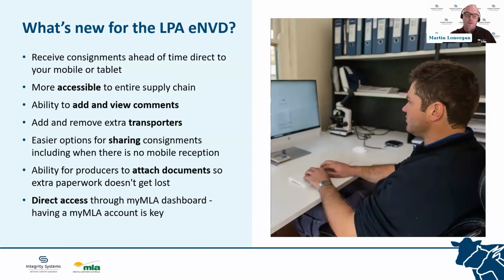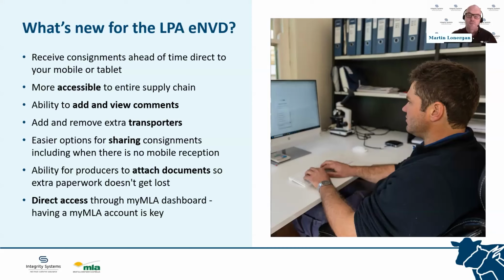So let's go into a little bit more detail. So what's new for the eNVD? We've got 13 features that have been launched in this most recent deployment, which went live on the 1st of March. The process to define what we do when it comes to development comes directly from the industry, and a lot of these recent enhancements have come directly from multiple supply chains.